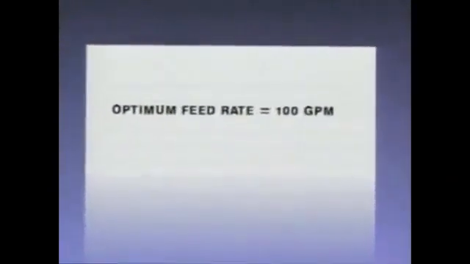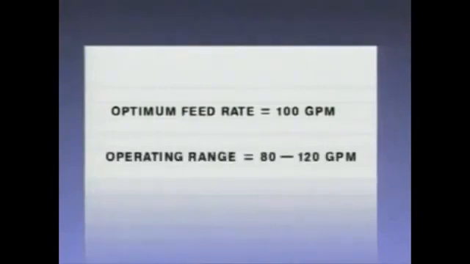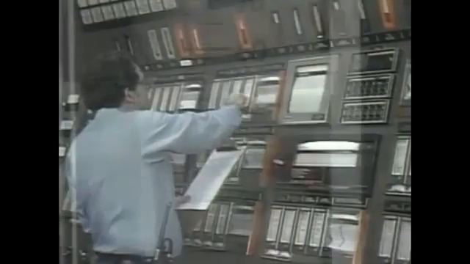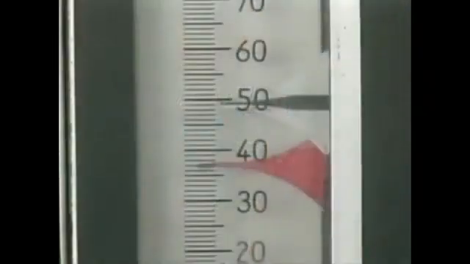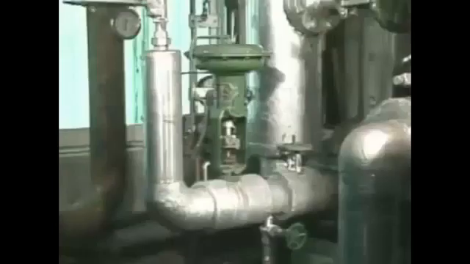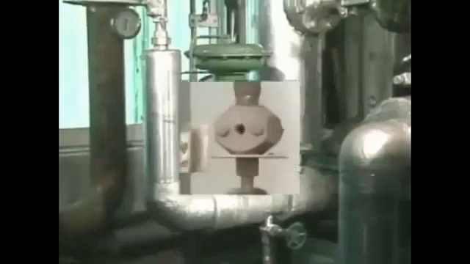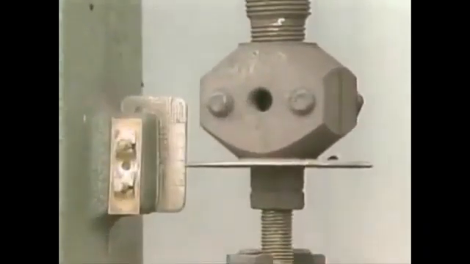For example, a system may have an optimum feed rate of 100 gallons per minute and an operating range of 80 to 120 gallons per minute. The way the feed rate is kept within the specified range depends on the system. In this system, a flow controller compares the rate of flow in the feed line to a preset value. If the feed rate needs to be adjusted, the controller signals a control valve to open or close.